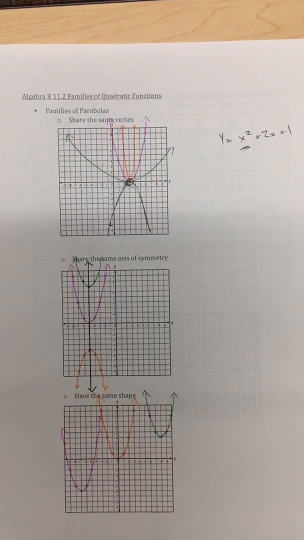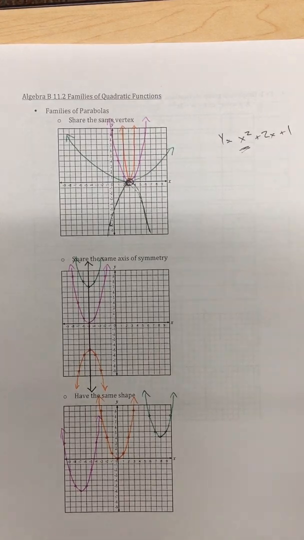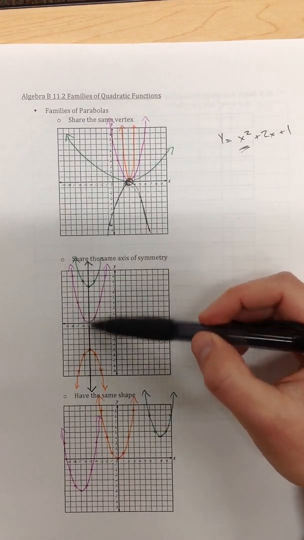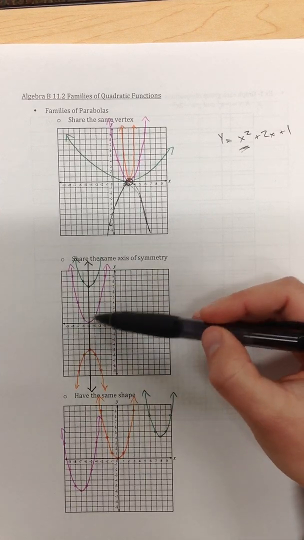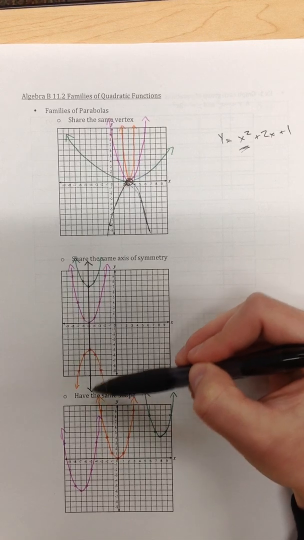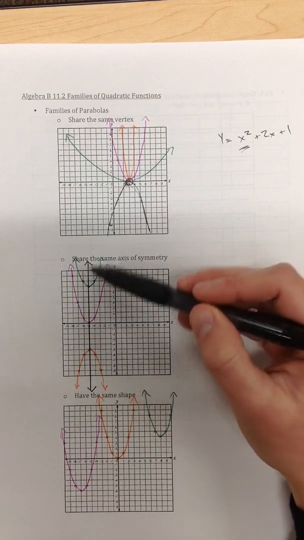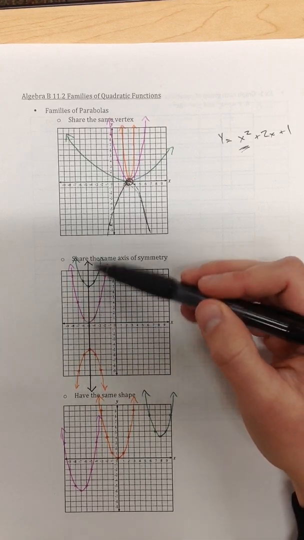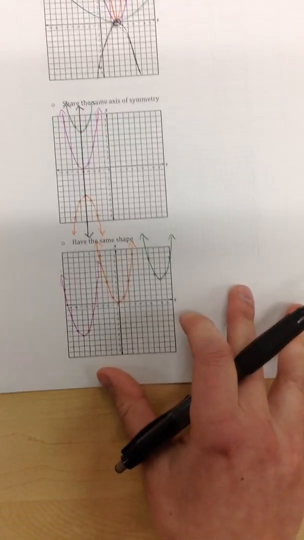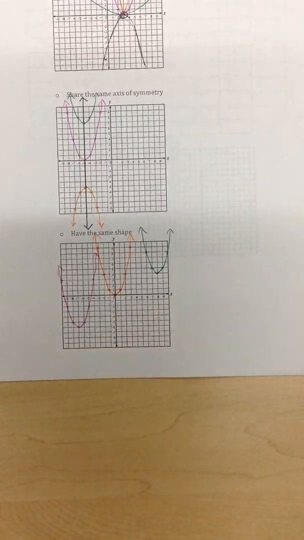Another type of family would be sharing the same axis of symmetry. So these here don't necessarily have the same vertex like the original ones, but these ones are all being split over the middle there. So it could be facing upwards, it could be facing downwards, but no matter what, they're all being split down the middle by that line there, x is equal to -5. Okay, so those all share the same axis of symmetry. I think this one is the hardest one to pick out.